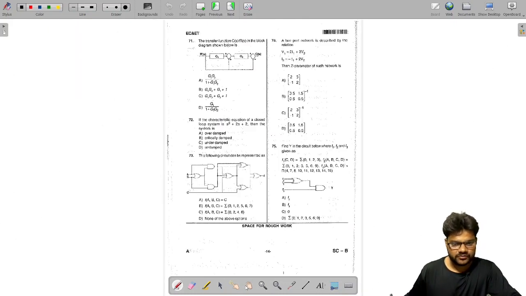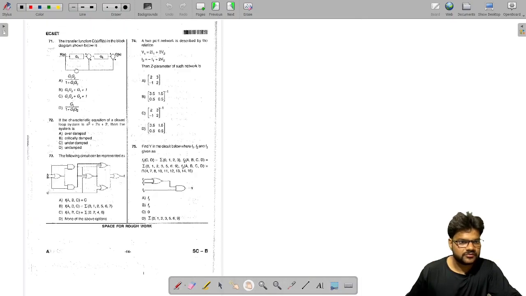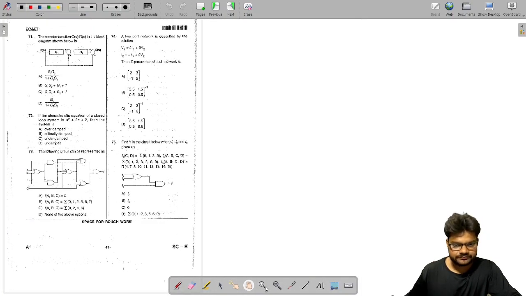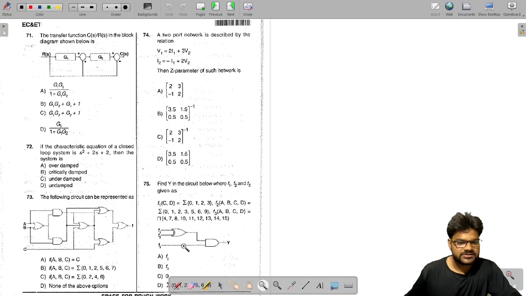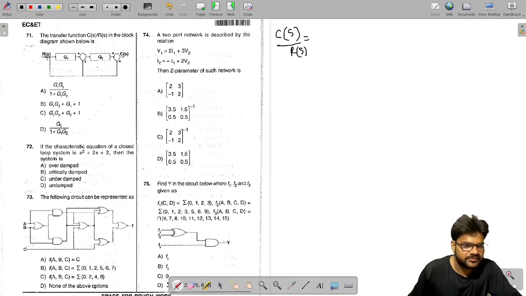We will start from question number 71. Question number 71 is from control system. Again it is a simple question: the transfer function C(s) by R(s) in the block diagram shown below. So we have to find out this C(s) by R(s) transfer function. Let us solve it.